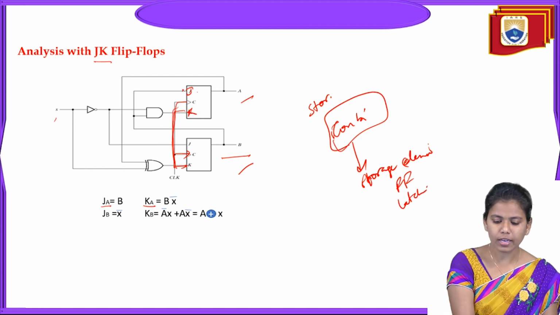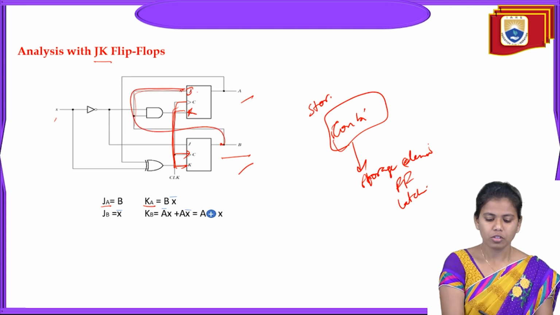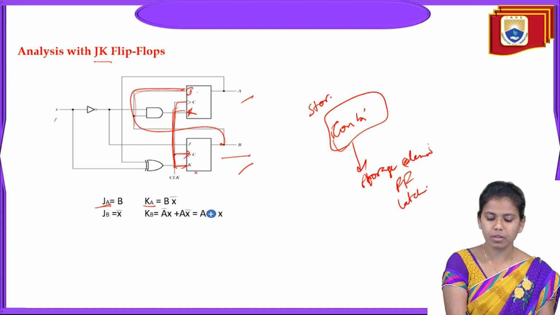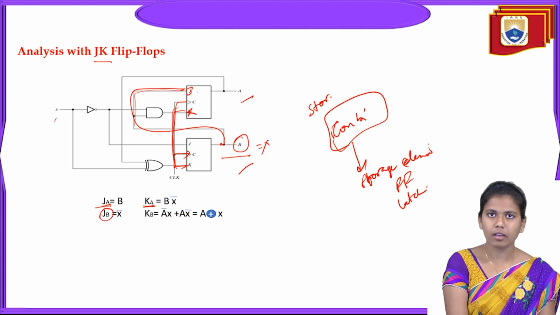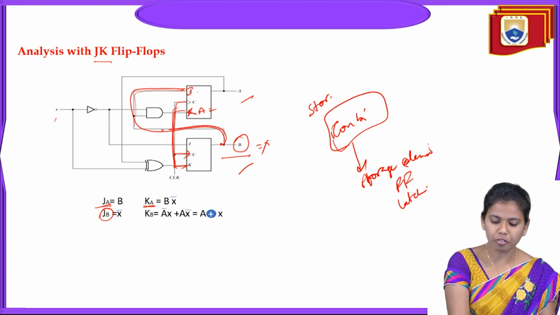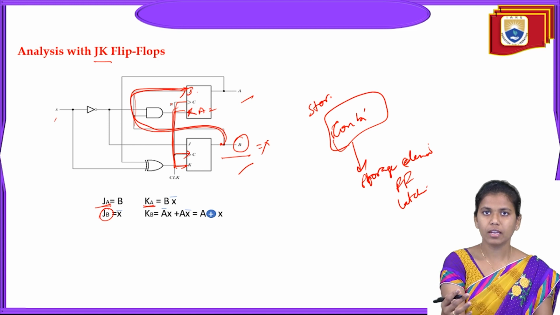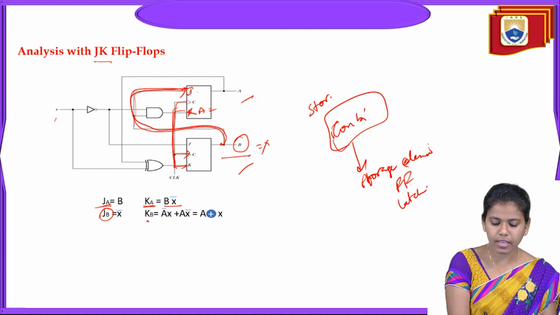And here you can observe that the output of one flip-flop is given as the input of the other flip-flop. So here my JA would become equal to the output B, and JB will become the output X. Whereas KA is the output of one given as the input of the next flip-flop. So it becomes BX bar, and KB is nothing but A bar X.